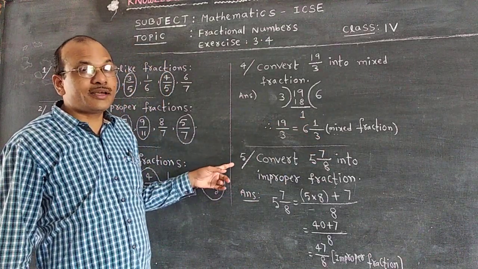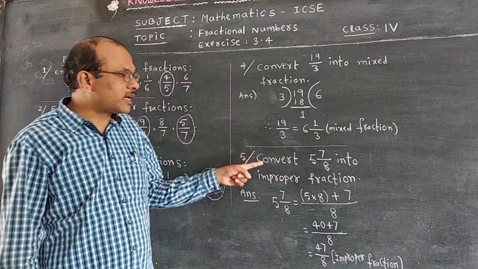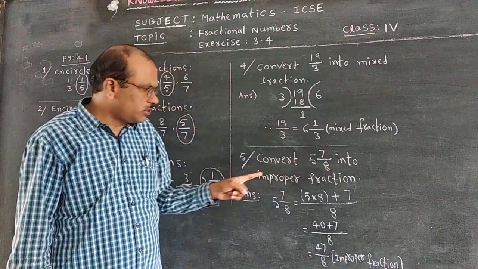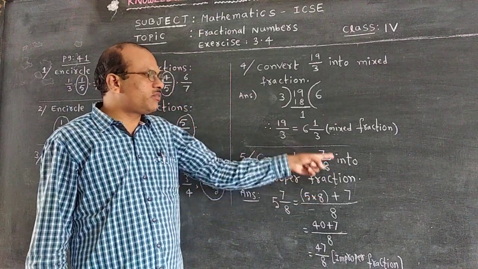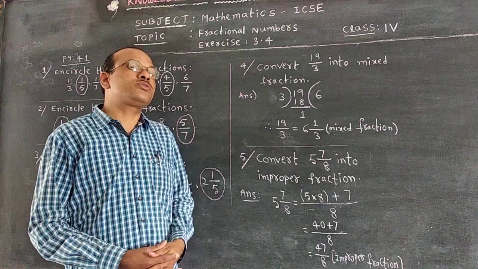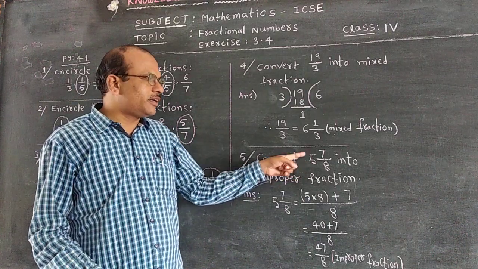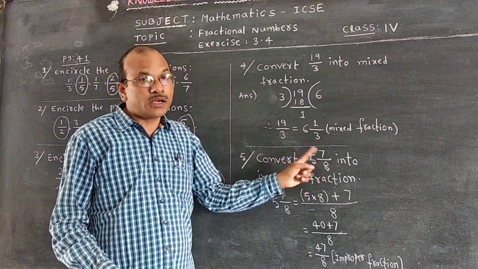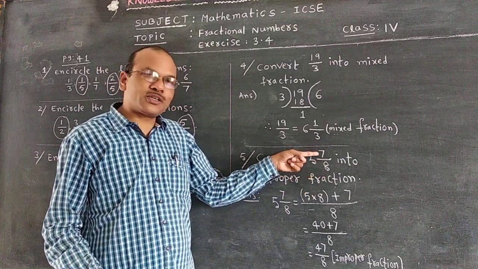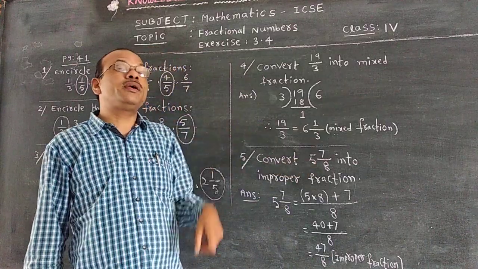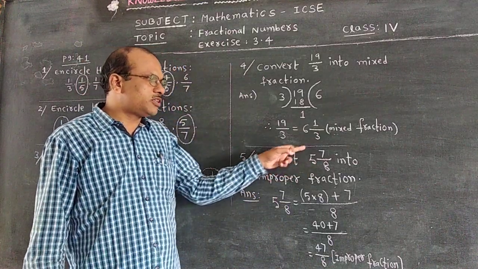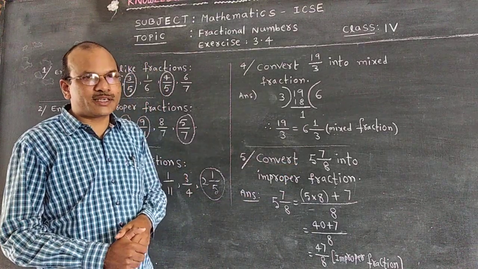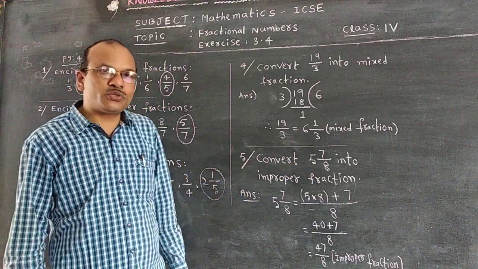Now see on the same page, question 5. Convert 5 7 by 8 into an improper fraction. The given fraction is said to be a mixed fraction because it is the combination of a whole number and a proper fraction. Again, proper fraction means the numerator should be smaller, the denominator should be bigger. So this is a mixed fraction. This we should convert into an improper fraction. Let us see how it is going to be converted.